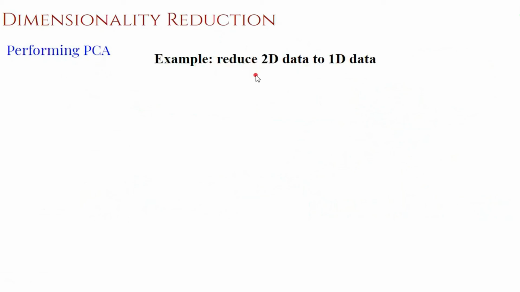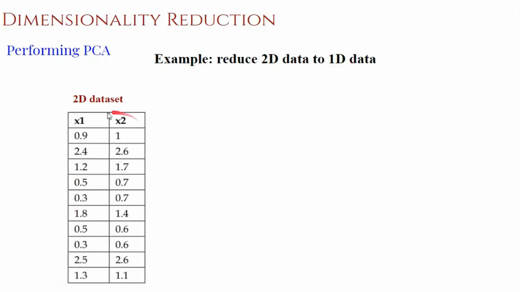So our example is, how do you reduce two-dimensional data into one-dimensional data? That's what we are trying to calculate. We need to reduce our 2D information into 1D information such that all the information is preserved. We are not kicking anything out, but we use PCA to estimate how to find this projection.